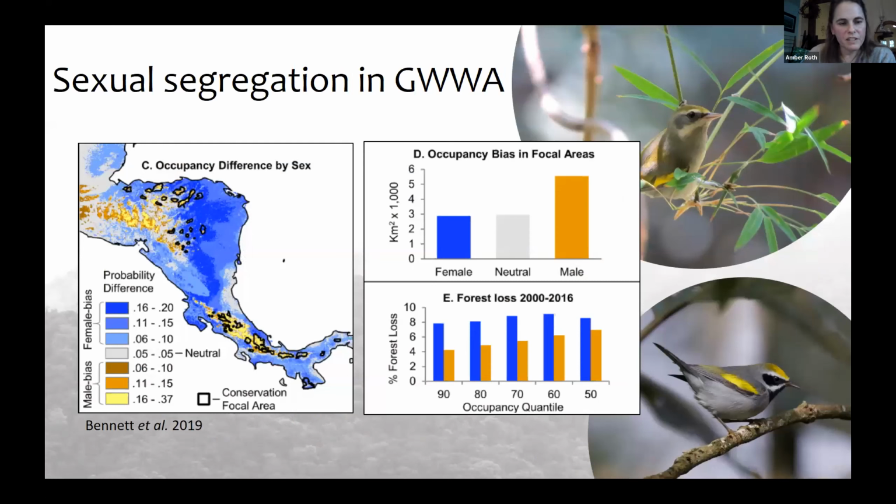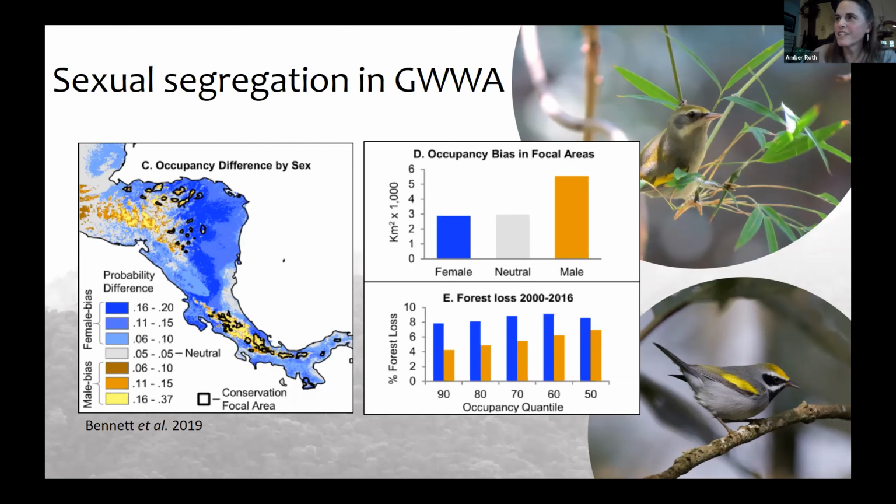Another project that Ruth Bennett led is really insightful into what might be causing some limitations in this population. She looked at sexual segregation on the wintering grounds. You can see this map on the left from Central America. The blue areas are where females have high occupancy. The yellow to brown areas are where there's high male occupancy. You can see that they're spatially separated from one another and associated with different land cover types. The black polygons on the map indicate the focal areas that have been proposed in the conservation plan.